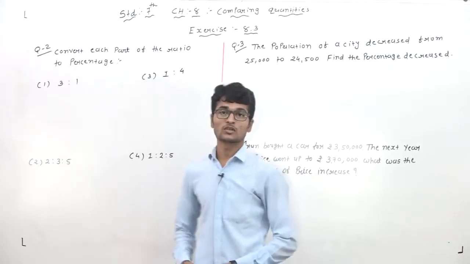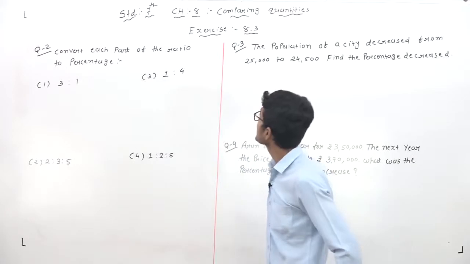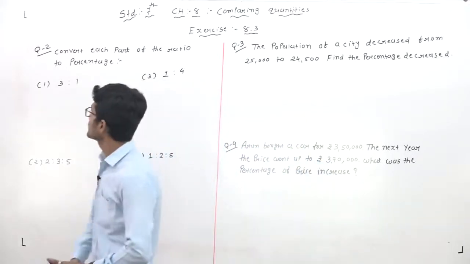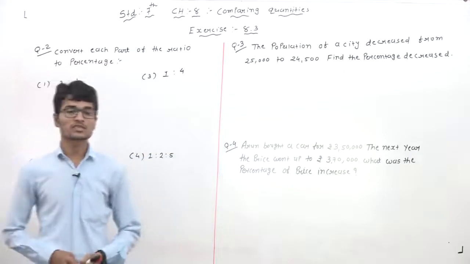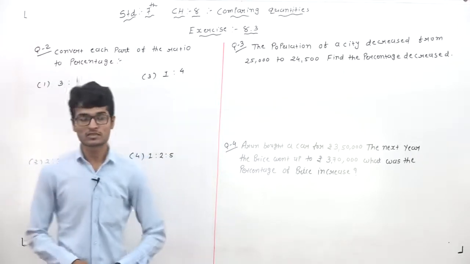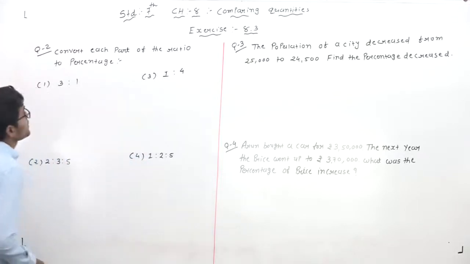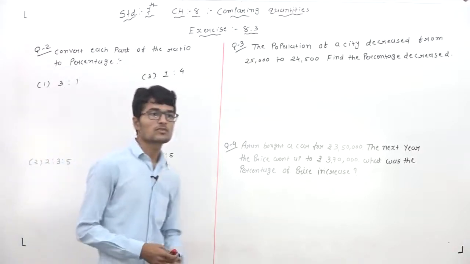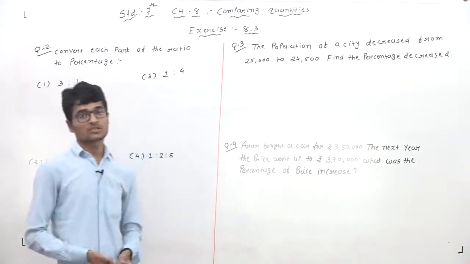Hello students, now we continue chapter number 8, exercise 8.3. In exercise 8.3, the first question is related to profit and loss percentage. Now the second question is: convert each part of the ratio to percentage. This means the given ratio has to be converted into percentage form.